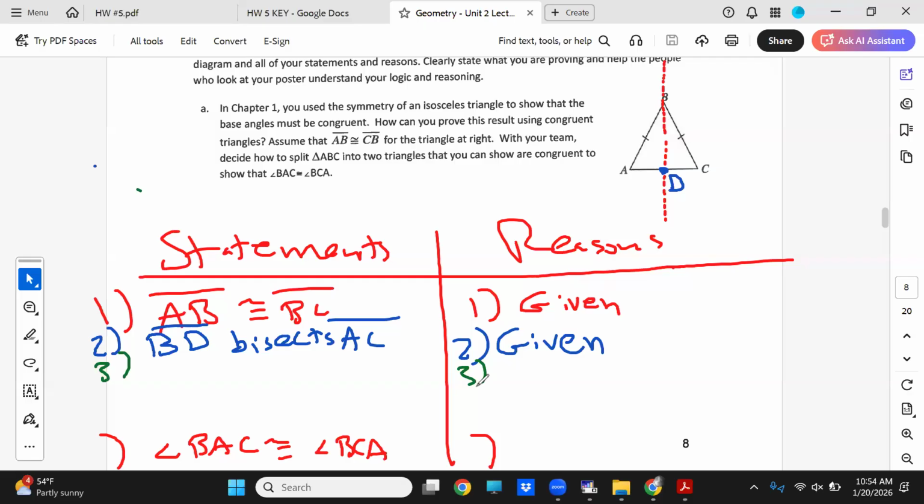Okay. What do you guys think next? What should we do? Angles. Okay, good. BD equals BD for what reason? Okay, let's get that out of the way.